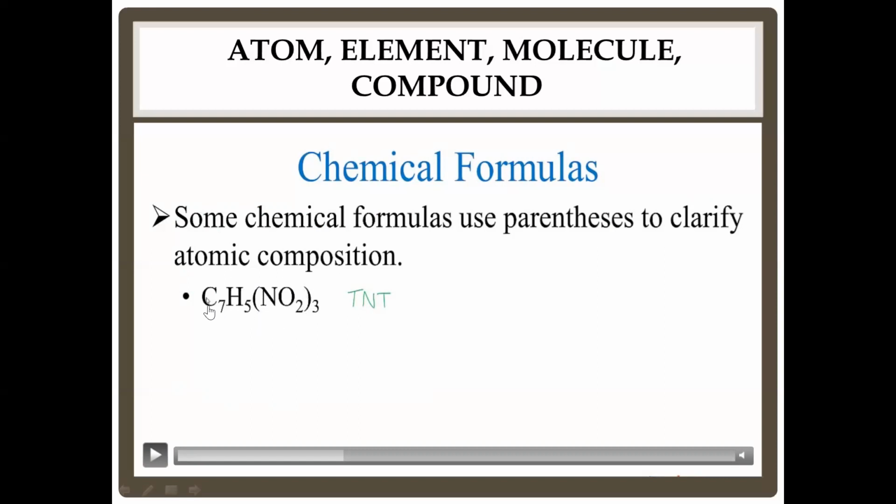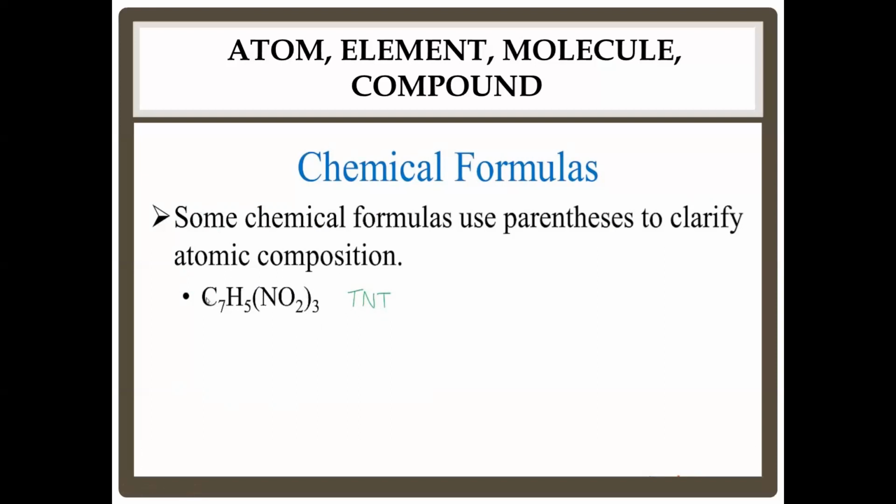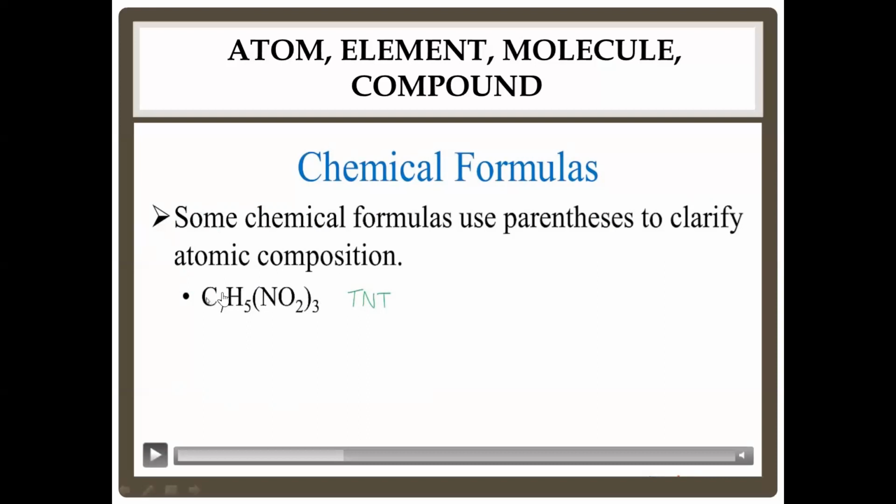So I took the example of TNT. It's a very famous chemical. So this is the formula of TNT. In that you can see that the formula is written as C7H5 NO2 within brackets or parentheses, and again it has another subscript 3.